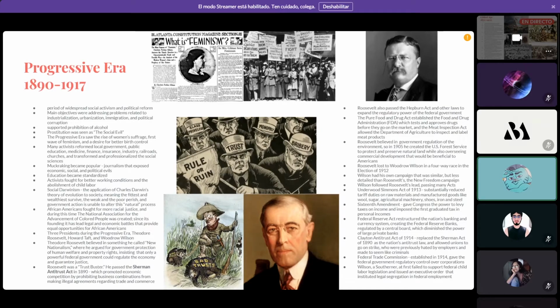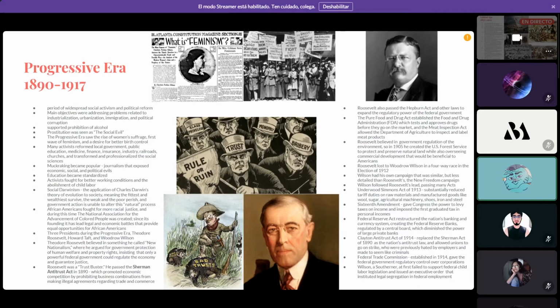Now we have the Progressive Era. There's a lot more going on here, and this isn't even all of it, so I'm going to just shorten it down a little bit. The Progressive Era was right after the Gilded Age, and it was a period of more social activism and political reform. There were a few main objectives, which were related to the growth of industrialization, the growth of urbanization, the growth of immigration, and the growth of political corruption.